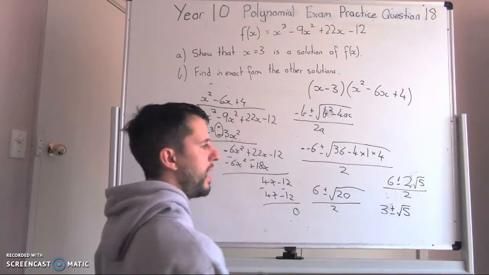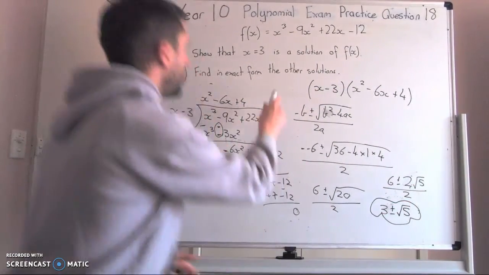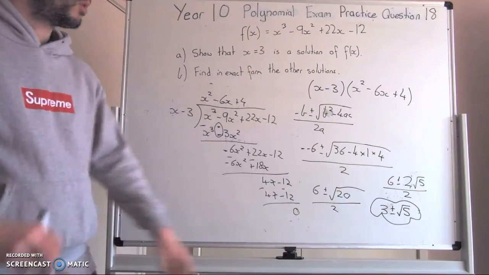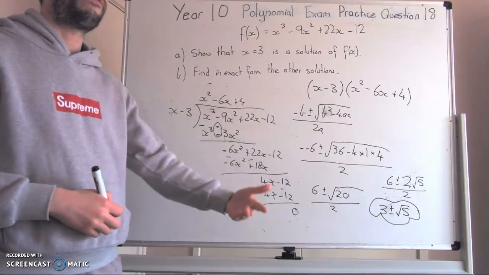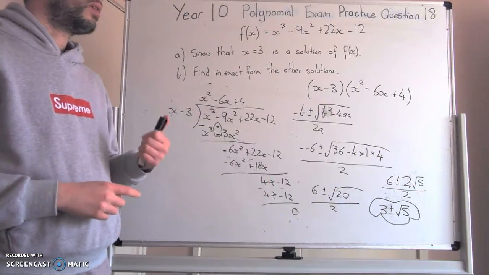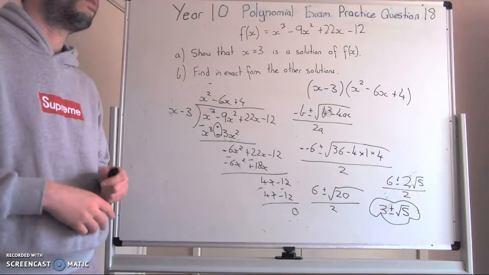Now this is both of my solutions, other solutions in the exact form. Because it's 3 plus square root 5 and 3 minus square root 5. So there's 3 solutions, those are the 2, and we already have one of x is 3.